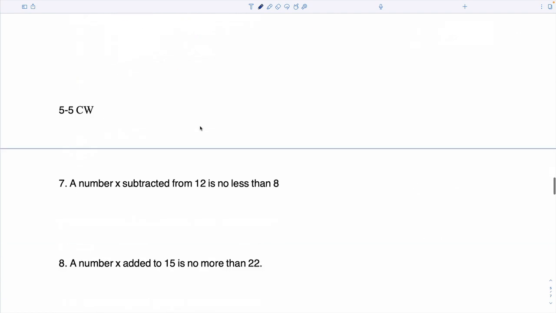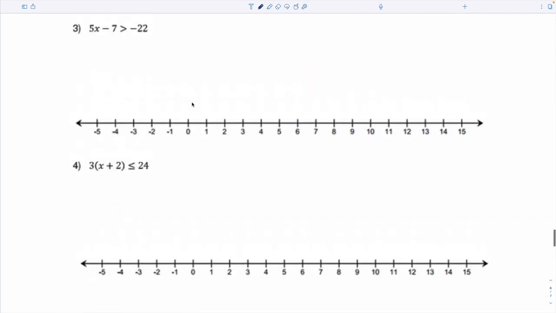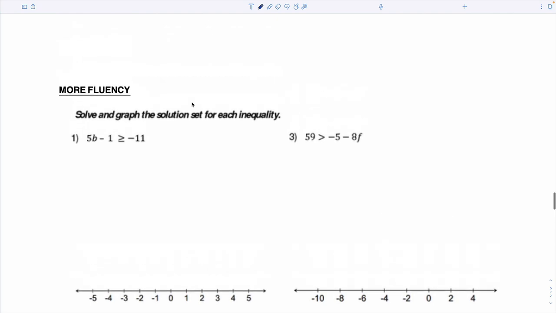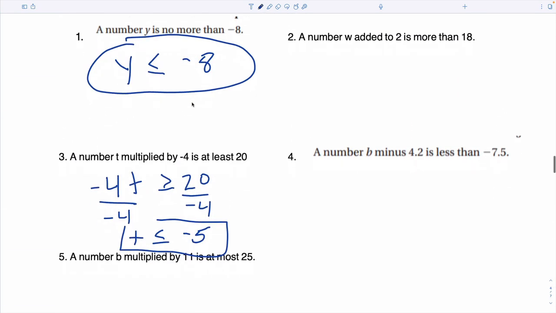Is that a different answer though? You said it was. Y is less than, no, number one's okay. Y is less than or equal to negative 8. That works. Y is less than or equal to negative 8. Yeah, that's fine.